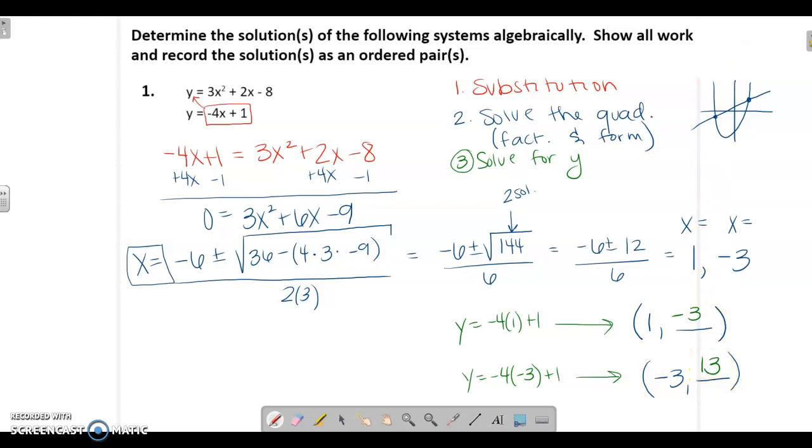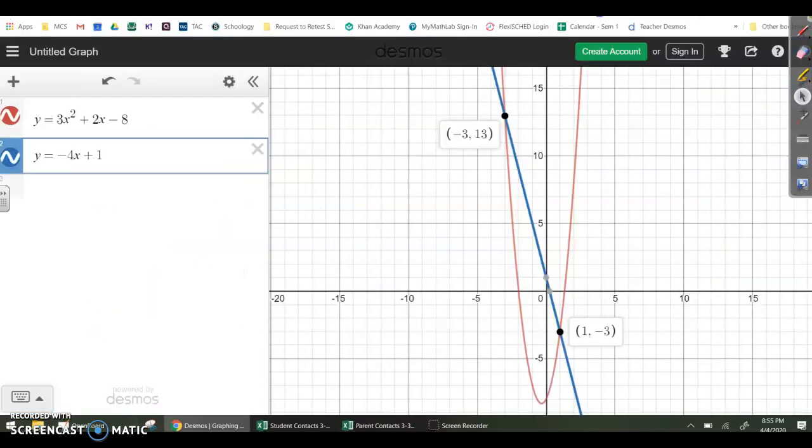Those are our two solutions. We could check this graphically on Desmos. I can see that both of those points are confirmed.